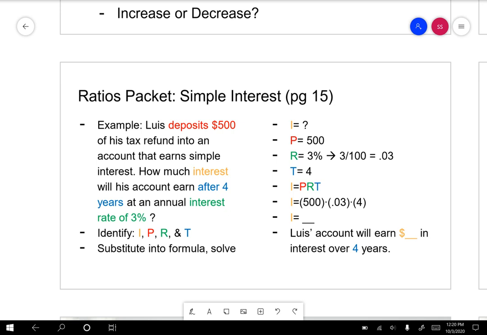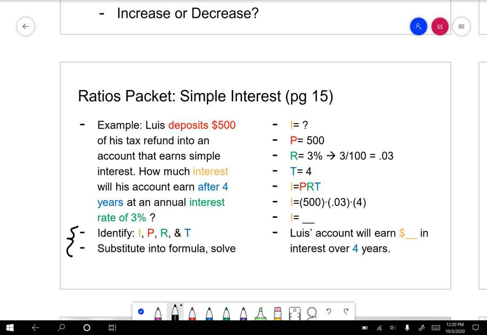How much interest will his account earn after 4 years at an annual interest rate of 3%? So we're going to walk through this one together. The important things, the steps that I would take for these types of problems, I wrote down right here.